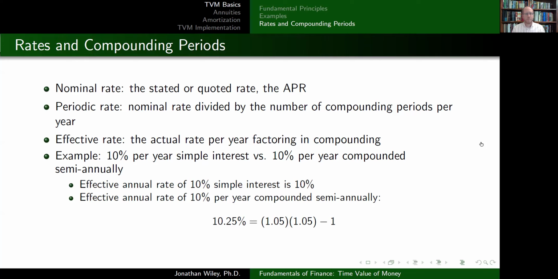So if you're borrowing, ask what's the effective rate. If you're investing, figure out what's the effective rate.